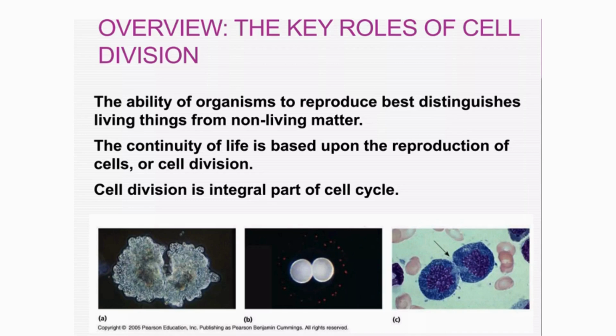The ability of organisms to reproduce best distinguishes living things from non-living matter. So, the continuity of life is based upon the reproduction of cells, or cell division. Cell division is an integral part of the cell cycle.